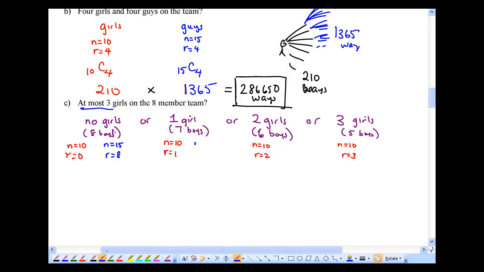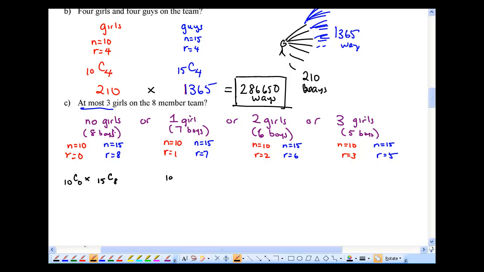And for the boys, it's always going to be 15 boys we're choosing from. But notice how they change as well. Okay, so let's write out the combinations. Here we go. This is then 10 choose 0. And just like the previous one, we're going to multiply that by 15 choose 8.